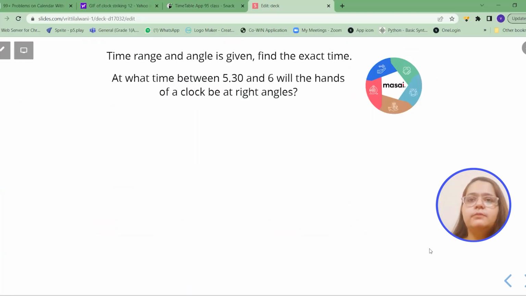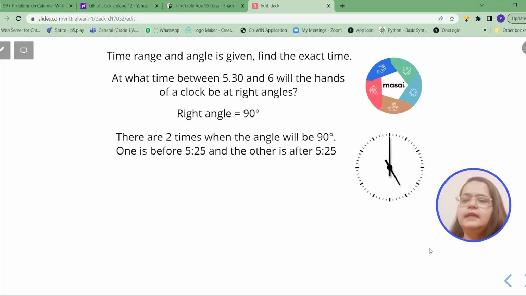So, at what time between 5:30 and 6 will the hands of a clock be at right angle? We all know what a right angle is. It means 90 degree. Correct. So, this is the clock where we can say that is 5 o'clock. Now, right angle means 90 degree as I already told you. So, there would be two times when the hour and minute hand would be making an angle of 90 degree. You can see this red mark, that would be the first time, that is this angle is 90 degree, and this would be the second time, that is another 90 degree.